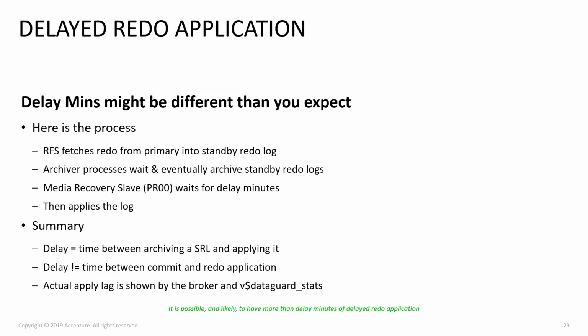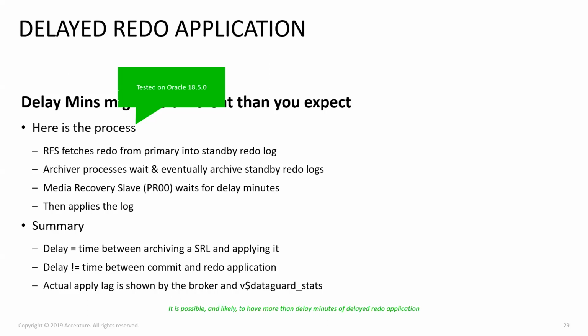And so there is the process, as I've been able to work it out with 18.5, but I suppose it's the same everywhere. You've got the RFS process on your standby database waiting for redo and waiting to write it into the standby redo log. The archiver process is waiting and eventually receives the archived standby redo log. Then you've got a recovery slave, and that's the name of the process, I didn't assign that. It waits for delay minutes and then applies the log.